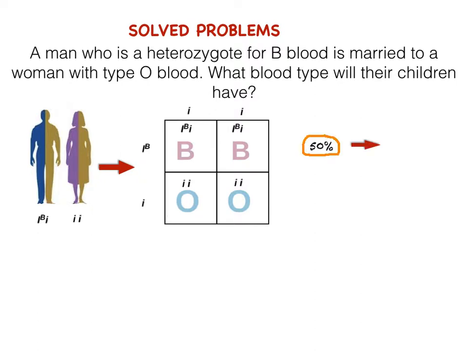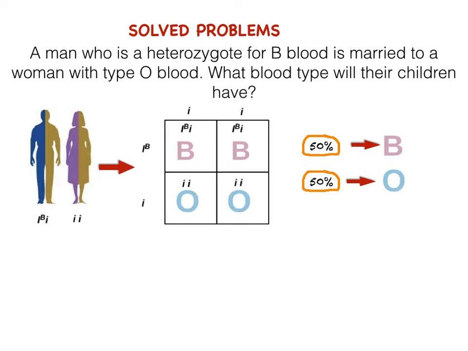50% of their children will have B blood type, and remember, all of the B blood types will be heterozygous. They will never have a homozygote B blood type child. And 50% will have homozygous O blood type. O can only be in a homozygote state. You can never have a heterozygote O, because O is a recessive allele.